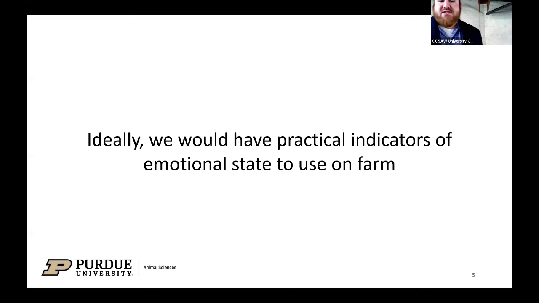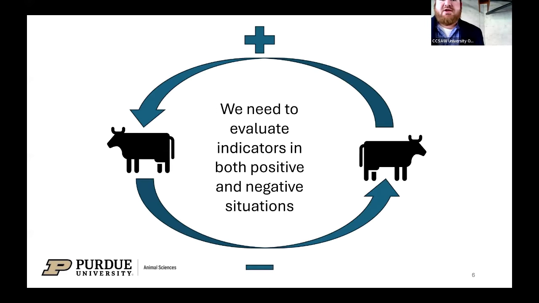Now, when looking at assessing emotional state on farm, we need to evaluate indicators in both positive and negative situations. And by that, I mean we need to be able to differentiate behaviors that we see during a positive situation and behaviors that we see during a negative situation.